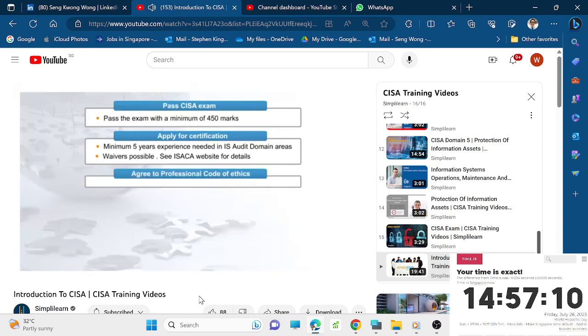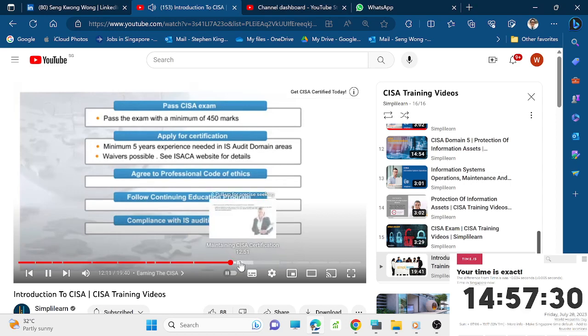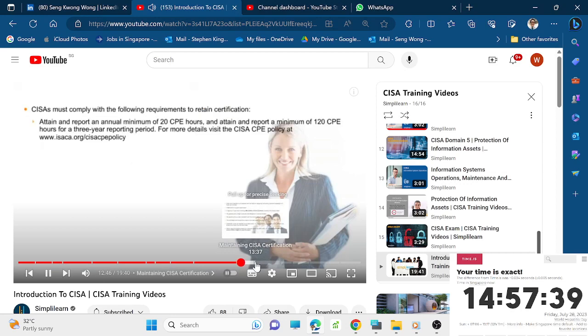To maintain the CISA certification, the applicant should agree to follow the Professional Code of Ethics, follow the Continuing Professional Education Program (CPE) requirements as stipulated on the ISACA website, as well as adhere to ISACA's IS auditing standards. Note, abide by the requirements in order to maintain the certification. Let's look at these requirements here. Attain and report an annual minimum of 20 CPE hours, and attain and report a minimum of 120 CPE hours for a 3-year reporting period.